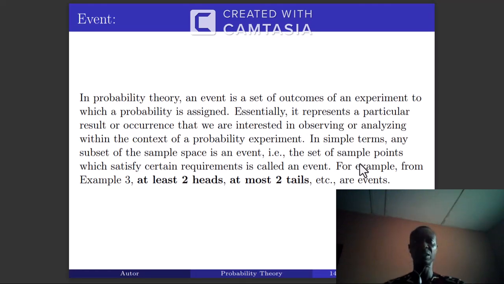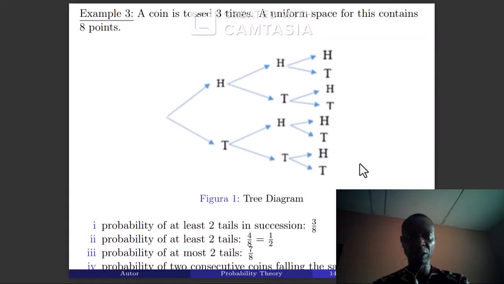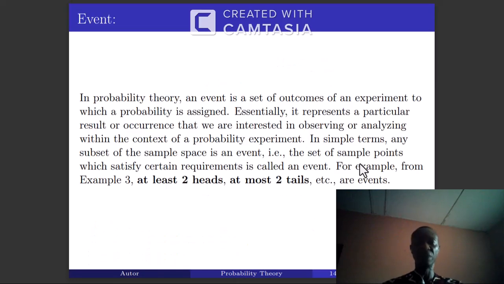Events, as I've explained, are your interest. For example, we have the first one: our interest is at least 2 tails. Our interest is 2 tails. The event of 2 tails in succession. The event of at most 2 tails. The event of having a boy. Event is our interest, what we are after. The event that it will rain in 2 days' time. That's what we call events.